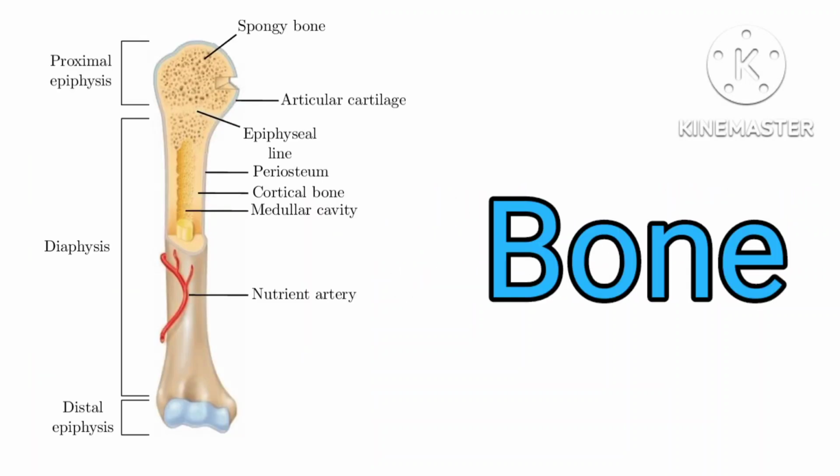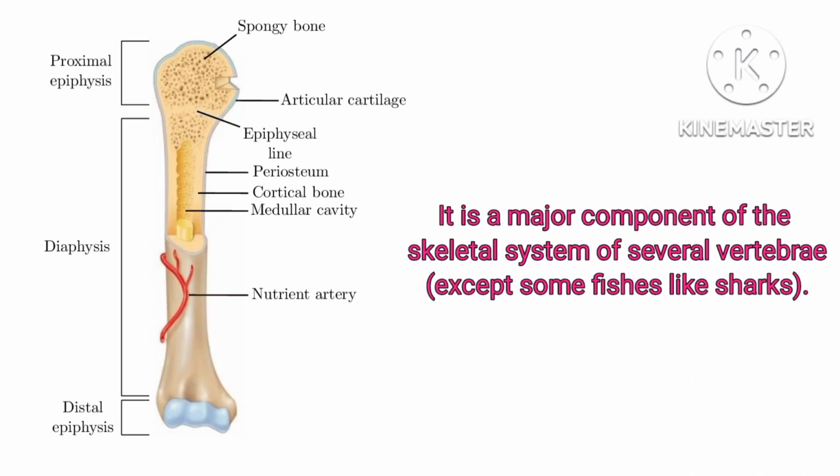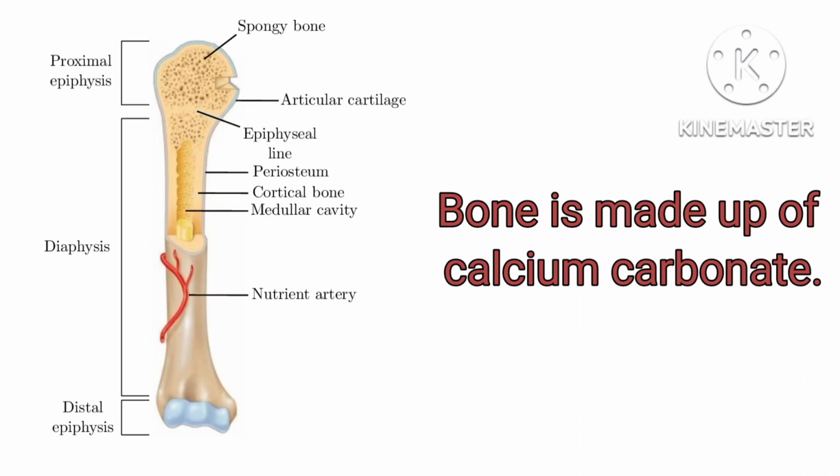Bone. Bone is another type of connective tissue. It forms the framework that supports the body. It is a major component of the skeletal system of several vertebrates, except some fishes like sharks. Bone is made up of calcium carbonate.